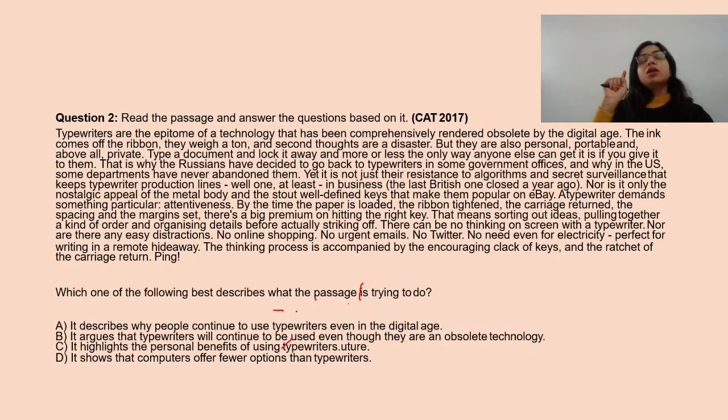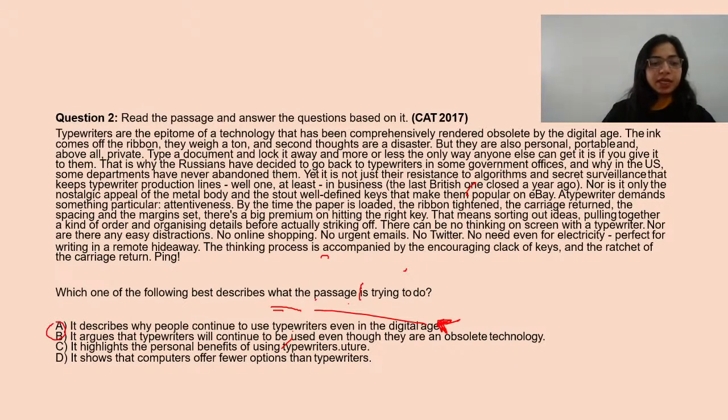Now comes the question. So now that you've read the paragraph, do not forget to see what exactly the question is asking. The question says, which one of the following best describes what the passage is trying to do? A says that it describes why people continue to use typewriters even in the digital age. I can say that this is an answer, so let me keep it aside. This can be right, so let me keep it in the bucket.